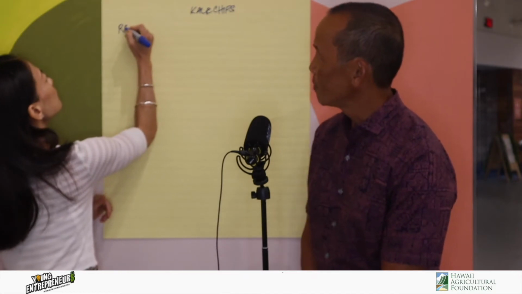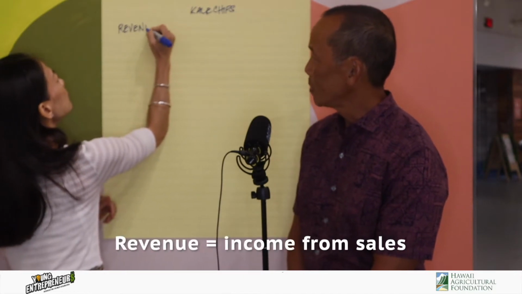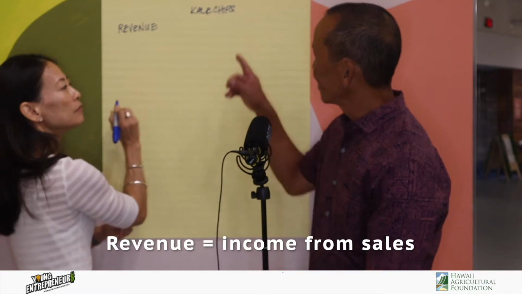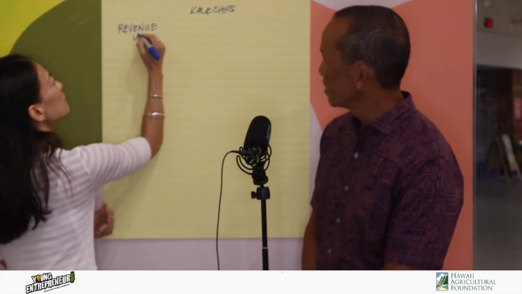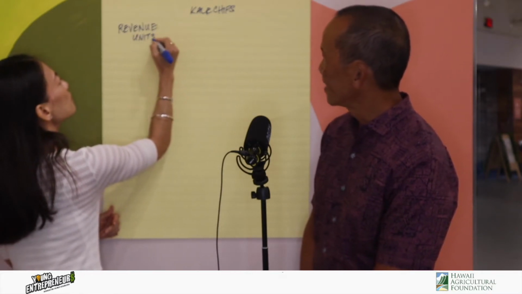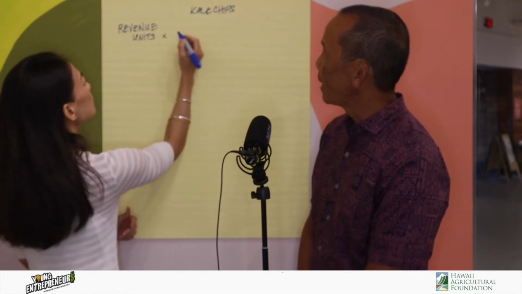Scott, what is revenue? Revenue is the income that you're going to be taking in from selling the kale chips. Right, and how do we calculate revenue? It would be the unit cost per bag times the number of bags sold. Times price, yeah? Right.